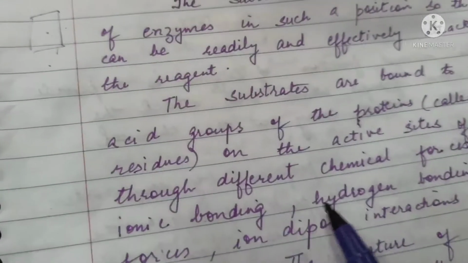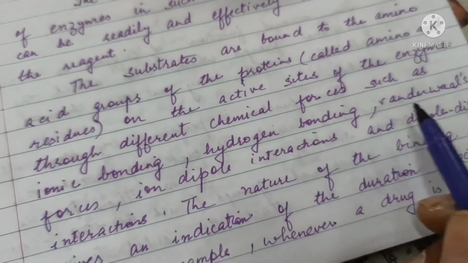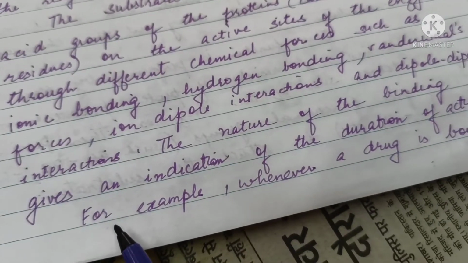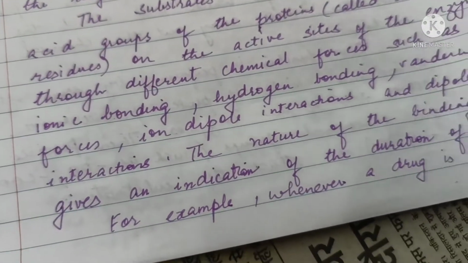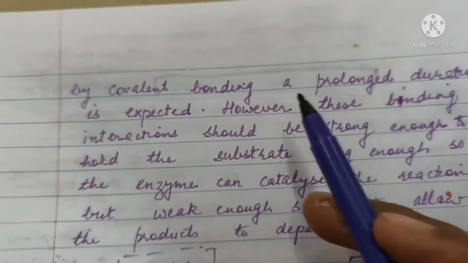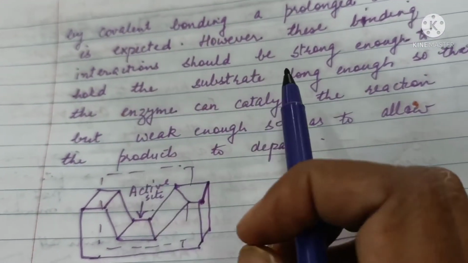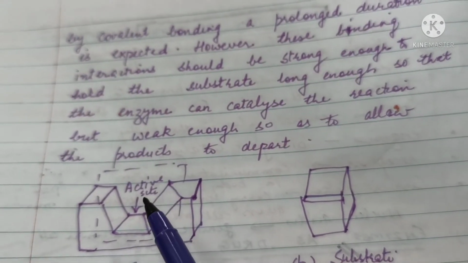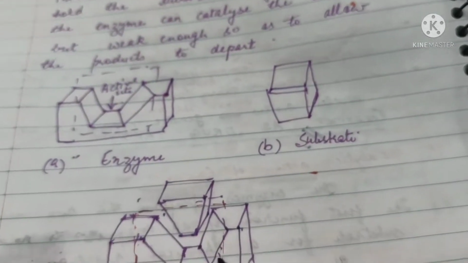So the bond that is formed between substrate and enzyme can be of different types: ionic bonding, hydrogen bonding, van der Waals forces, ion-dipole interaction, and dipole-dipole interaction. The nature of binding will give an indication of the duration of action. For example, whenever a drug is bound by covalent bonding, a prolonged duration is expected. However, these binding interactions should be strong enough to hold the substrate long enough so that the enzyme can catalyze the reaction, but weak enough as to allow the product to depart.